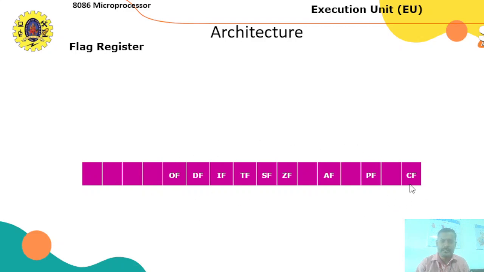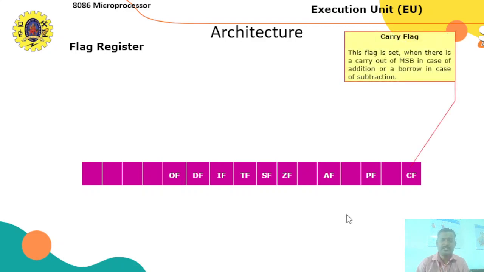These will be implemented. This is carry flag, parity flag, auxiliary flag, zero flag, sign flag, trap flag. That is interrupt flag, direction flag and overflow flag. We can see each one in detail. Look at this first one, CF. This is carry flag. This flag sets whenever there is a carry.